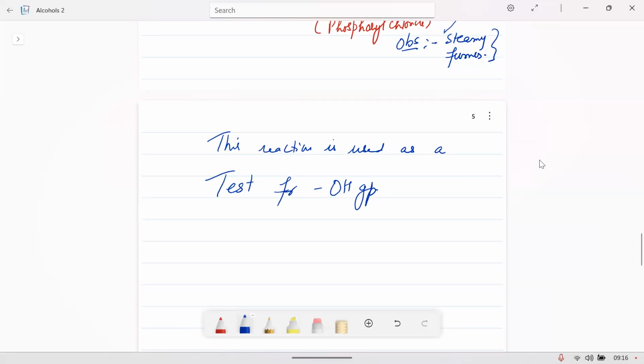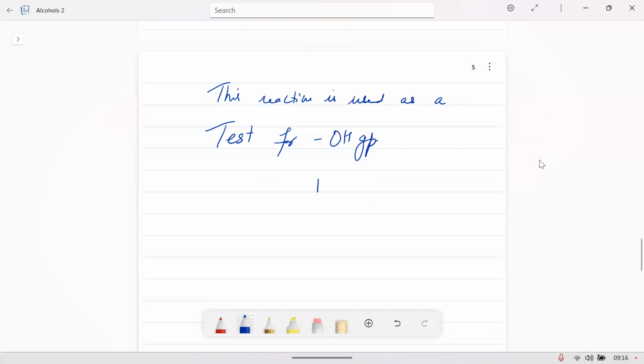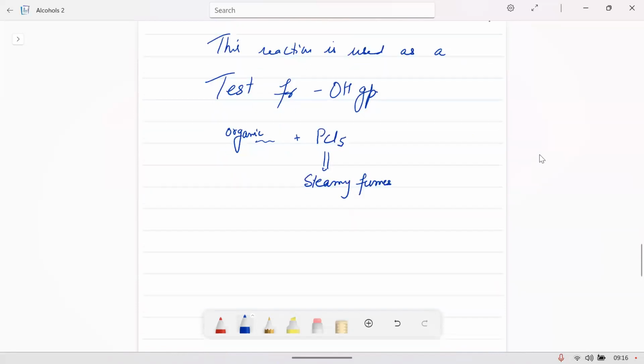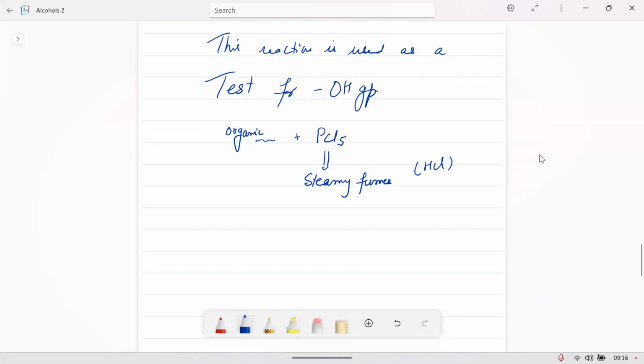Now, why am I specifying test for the OH group? Because if you add PCl5 to any organic substance, and it gives you the steamy fumes, we have done how to test the steamy fumes. Right now from the reaction, I know it is HCl. It can be an alcohol, ROH, which is a representation of an alcohol. It can also be a carboxylic acid, because carboxylic acids also have the OH group.